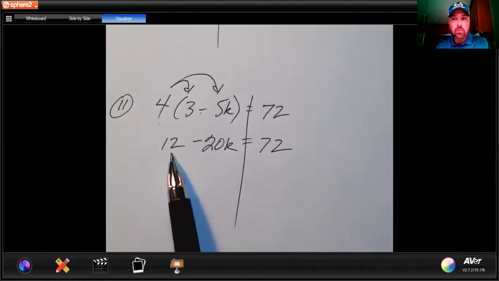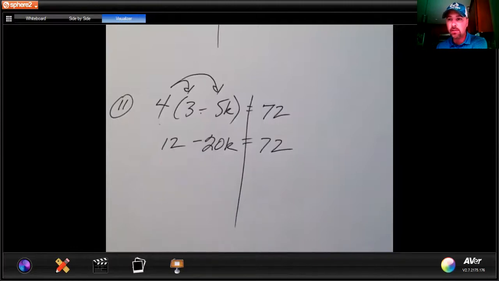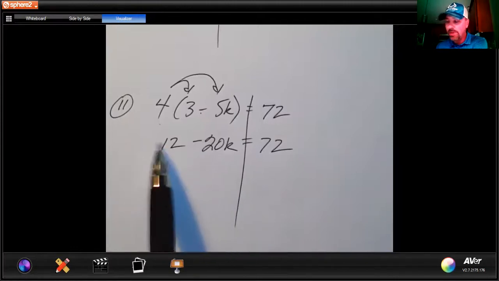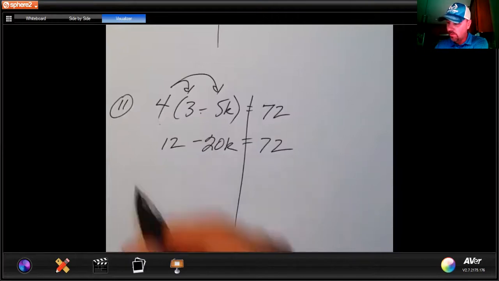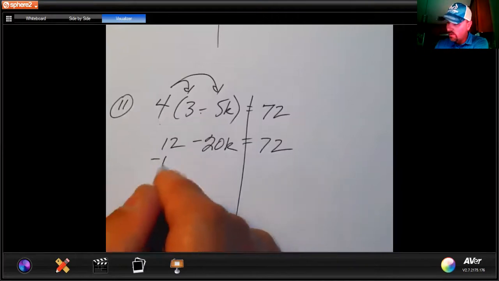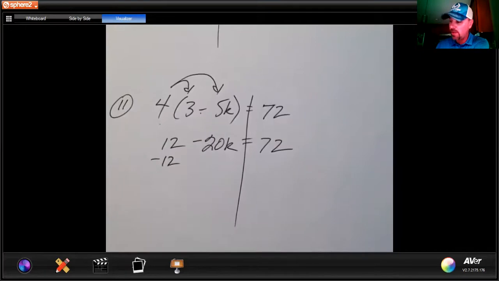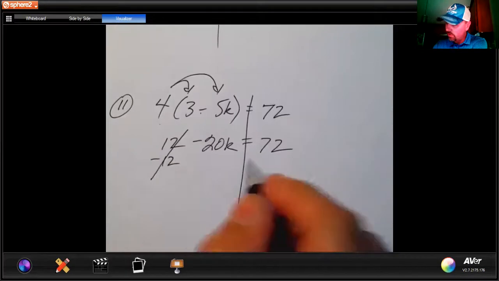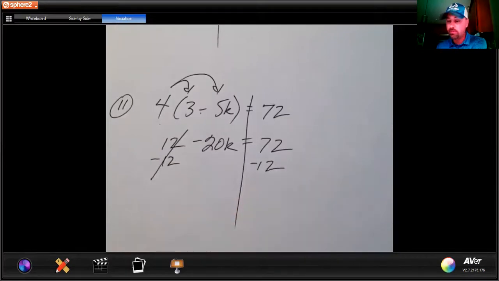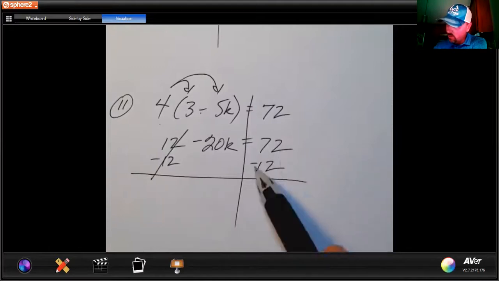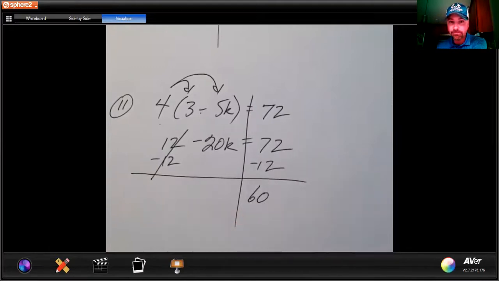So really, we've got this 12 just sitting here that we need to get rid of. There is a plus in front of it, okay, because it's a positive. So we're going to get rid of it by subtracting or putting negative 12. Now it's gone. If we subtract 12 there, we subtract 12 from this side to keep the two sides balanced. 72 minus 12 is 60.